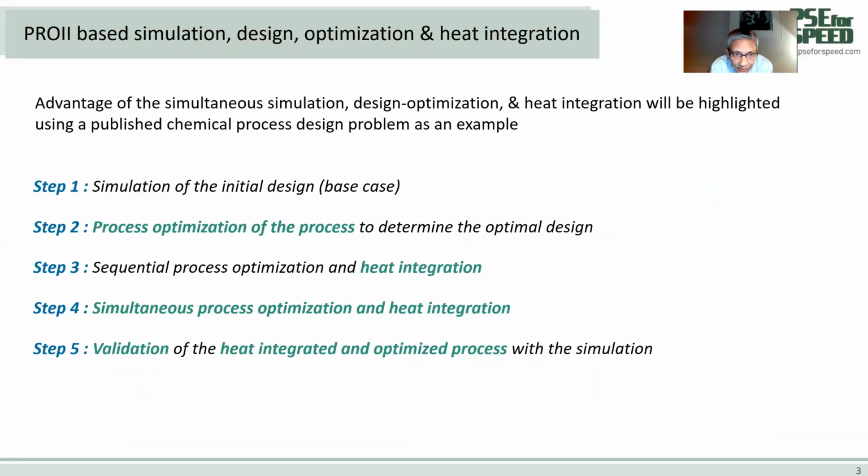So in the next slides, I will show through an example process design problem. Step 1, that is simulation of the initial design. Step 2, optimization of the process based on identifying some targets for improvement. Step 3, a sequential heat integration and optimization. Step 4, simultaneous optimization and heat integration. And step 5, validation.